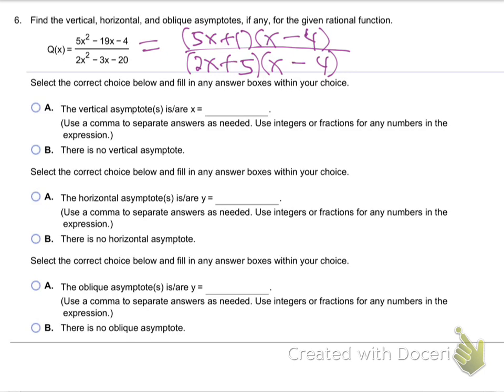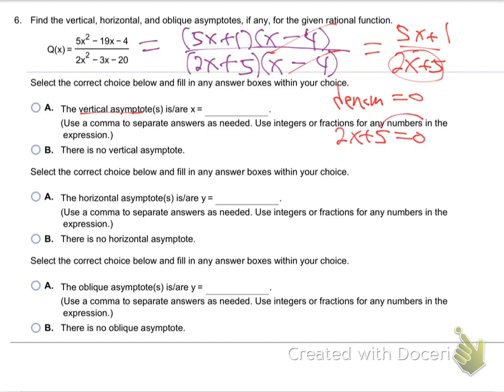Yeah, and look at that, something cancels, doesn't it? So this just becomes 5x plus 1 over 2x plus 5. So make sure you can factor like that. Check those by foiling. So what's the vertical then? Well, the vertical is the denominator equal to 0. So that's 2x plus 5 equal to 0. Jump the 5 over. It's minus 5 divided by 2. X is negative 5 halves.